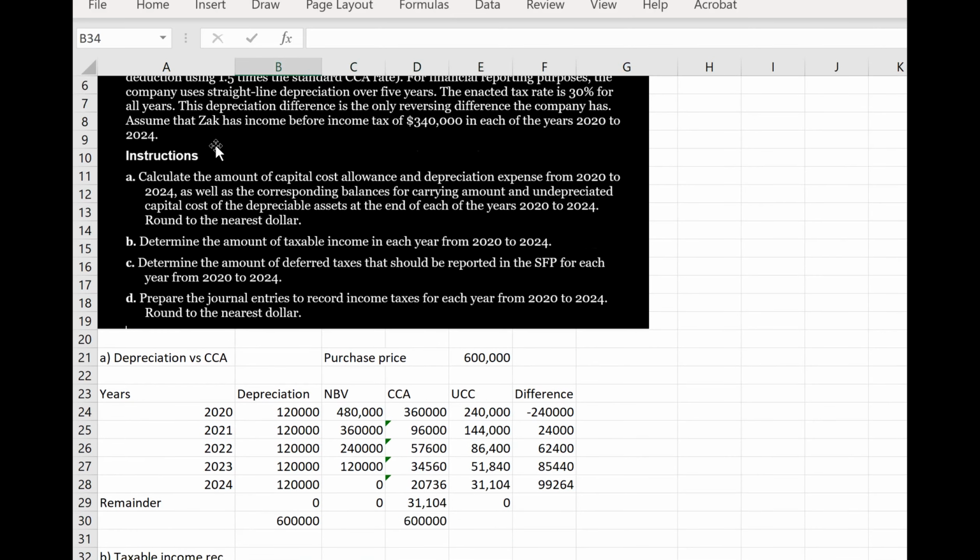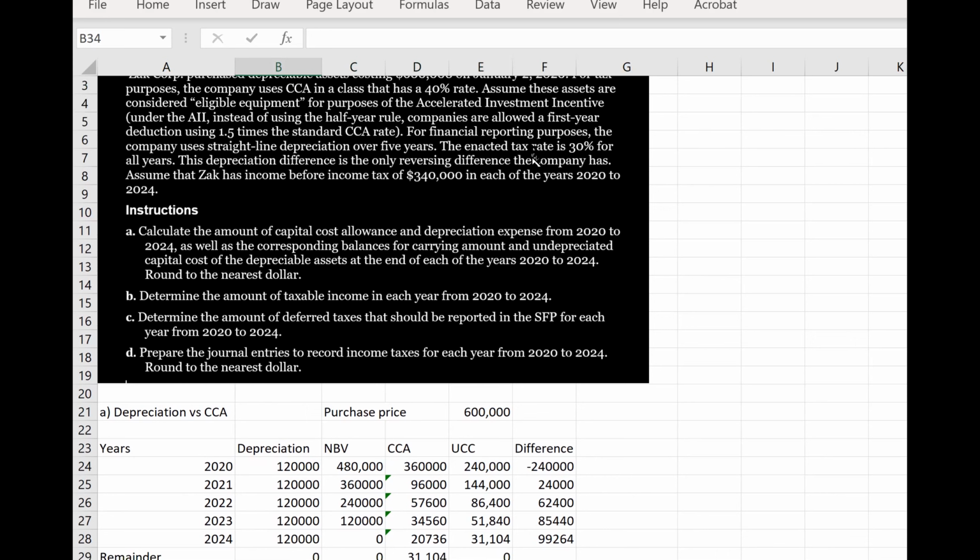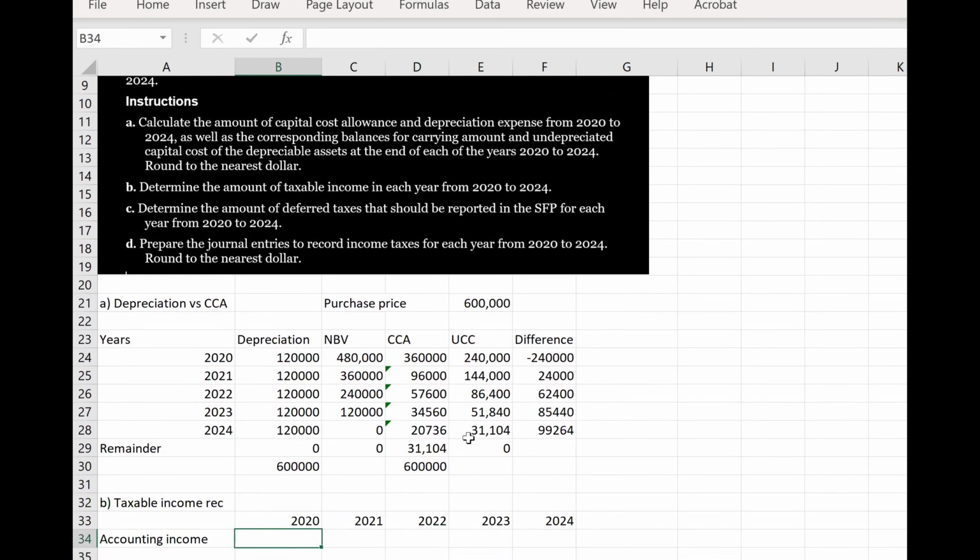In the question, we're told that for financial reporting purposes, Zach has income before income tax of $340,000 in each of the years 2020 to 2024. So we're going to have constant accounting income here of $340,000. We're going to run that all the way across.